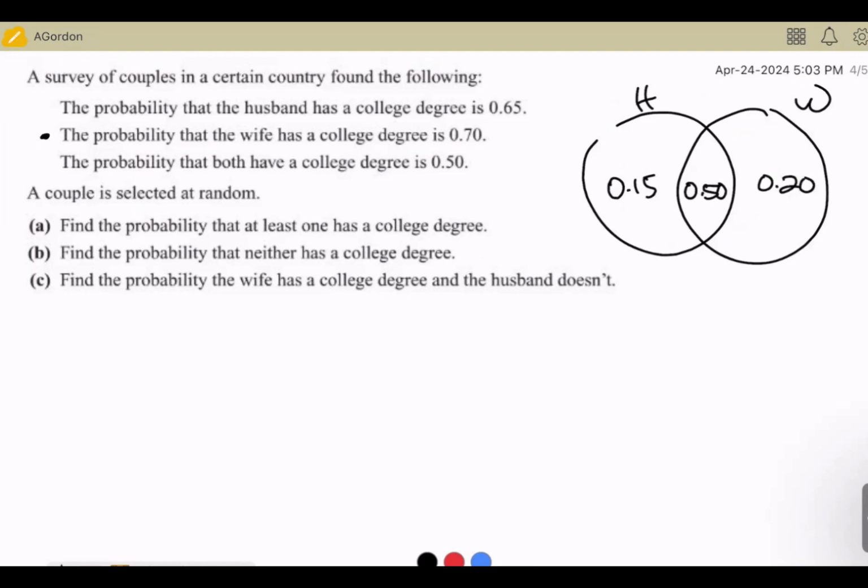It's the part that is only on the wife's side. So not including both or this overlap here. So not including the middle part, only the part that's in the wife's circle. Which is the 0.